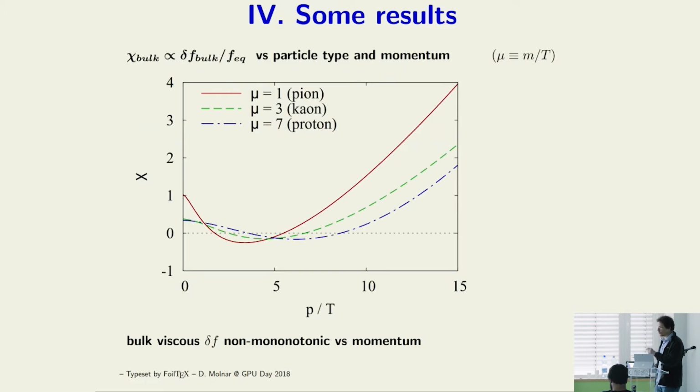So let's see what it means. So suppose you compute this. So how does this function look like? This is a typical calculation. Here is the correction function due to bulk viscous effects in the gas, and this is momentum.